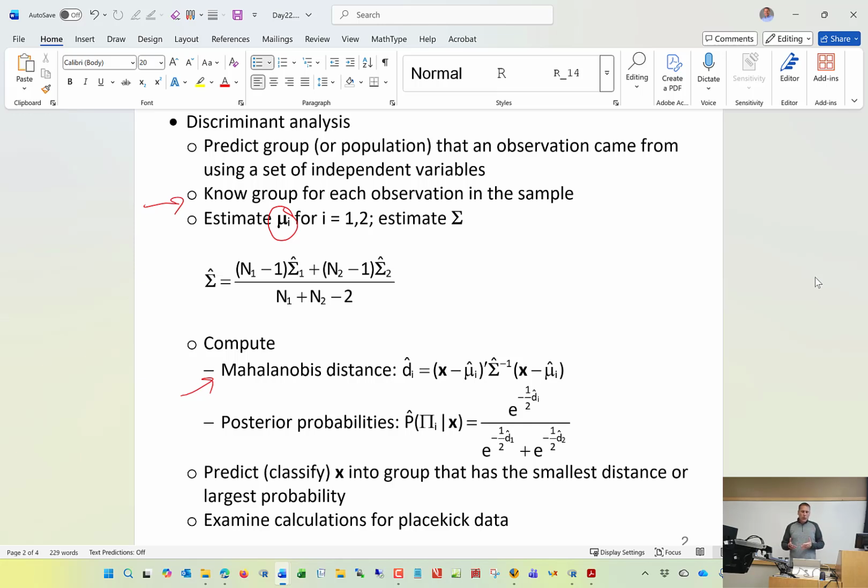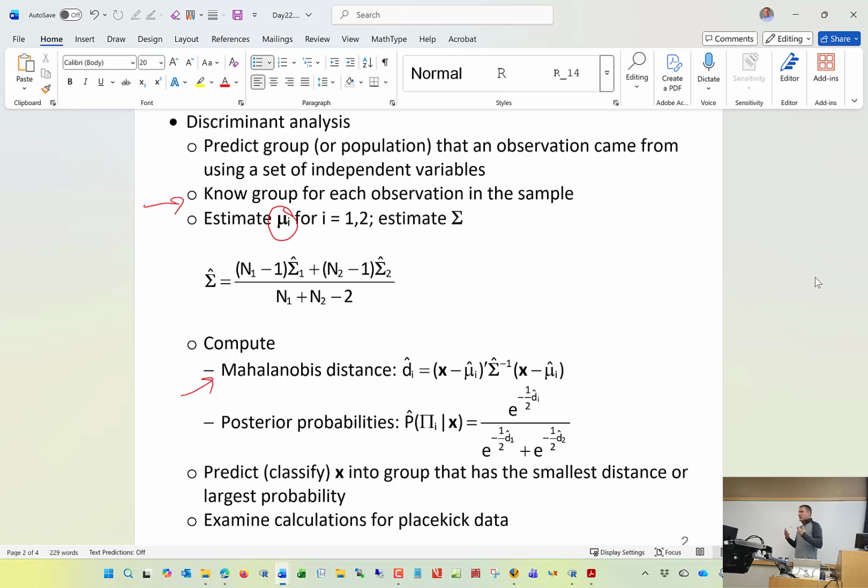Okay? One is we compute what's called the Mahalanobis distance. The word distance there means what we're trying to do is calculate how far our particular observation of interest, let's call it X, is from that group mean. And so you would think, okay, if X is closest to the group mean for group 1 versus group 2, well, then X probably came from group 1. That's the whole idea behind it.